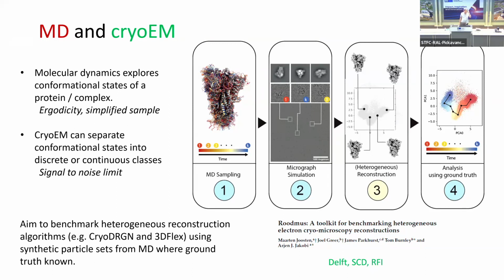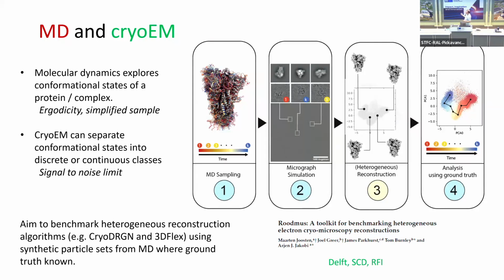And this means working again with synthetic data, but here we use molecular dynamics to set up a range of conformational states that we know, and then using the Parakeet platform developed at RFI, we can generate synthetic electron micrographs, and then we can go through the whole cycle of doing heterogeneous reconstruction and identifying either discrete classes or a latent space. And then because we've set it up in the first place, we can compare that back to ground truth.